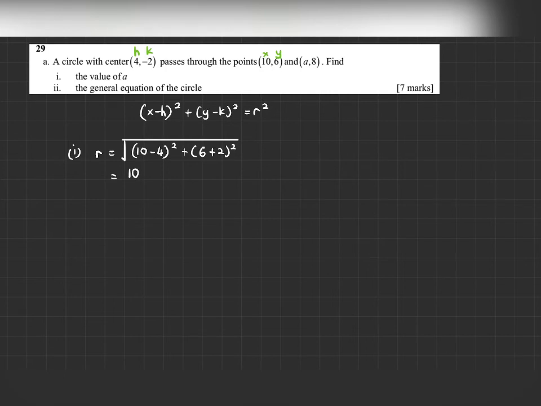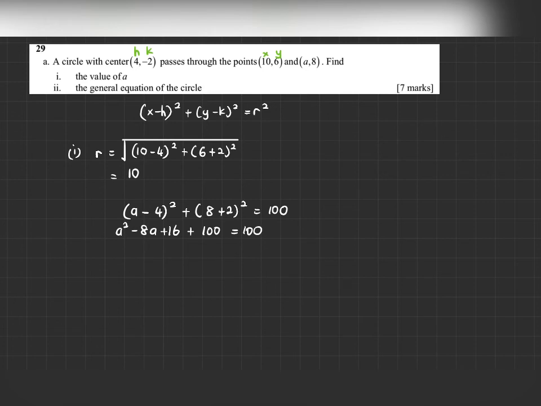Now to get the value of A, kita gunakan equation yang atas ni lah, sebab dia dah ada square kan. So kita gunakan X. So A minus 4 square plus 8 plus 2 square. R square is 100. So ini expand. A square minus 8A plus 16. So 8 tambah 2 10 square. 10 square adalah 100 equals to 100.